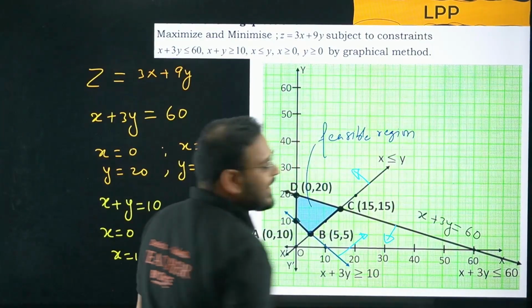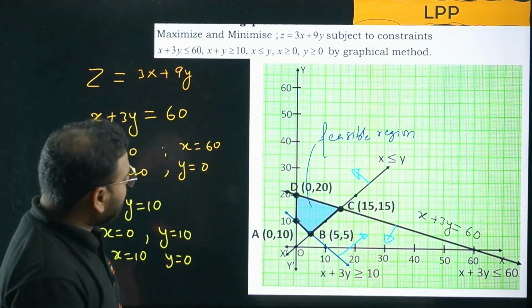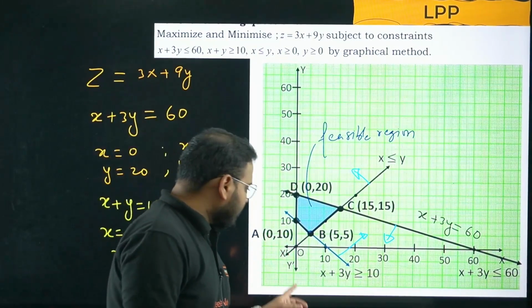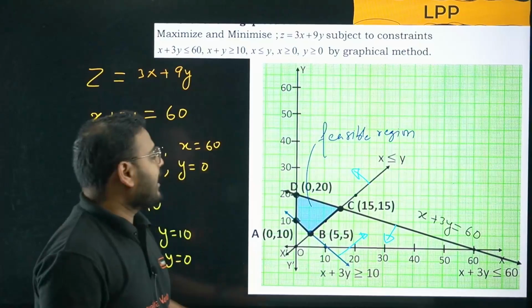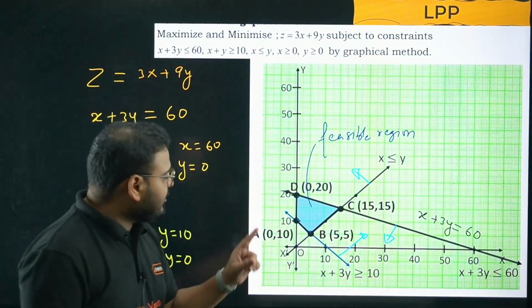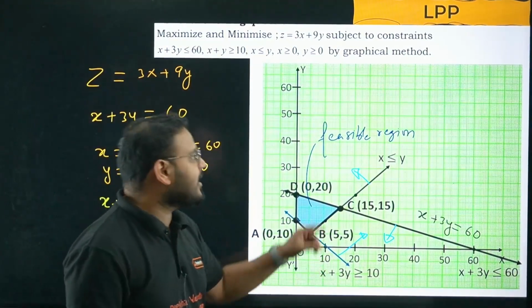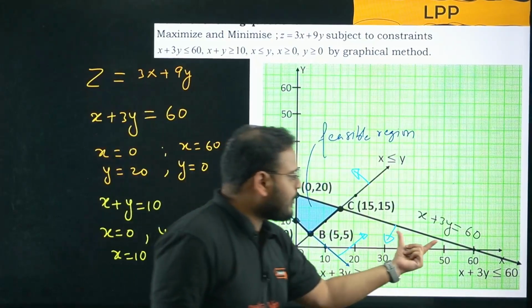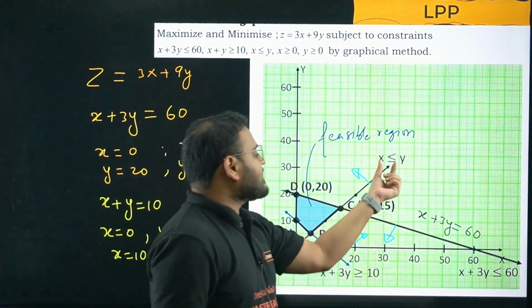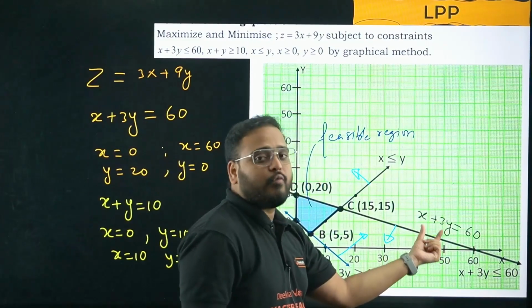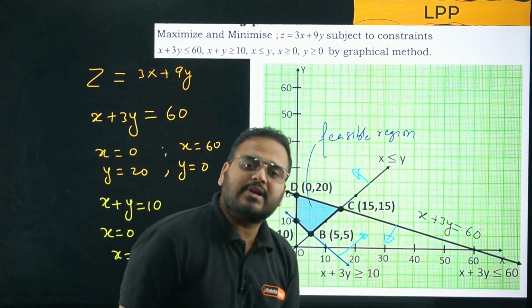Now in that we get coordinate points. We have A (0, 10), B (5, 5), C (15, 15), and D (0, 20). We have to find these 2 points. How do you find that? Put x equals y in this equation. You get 4x as 60. It becomes 4y or 4x as 60. It means y is 15 or x is 15.